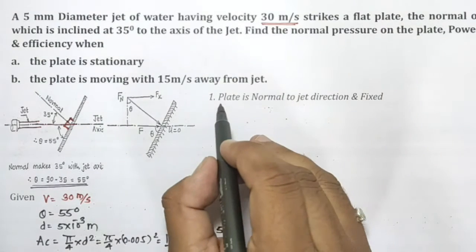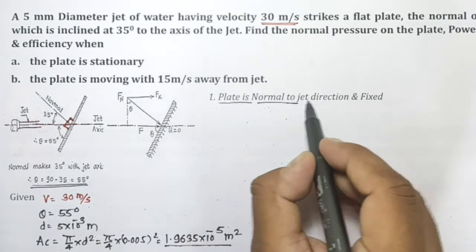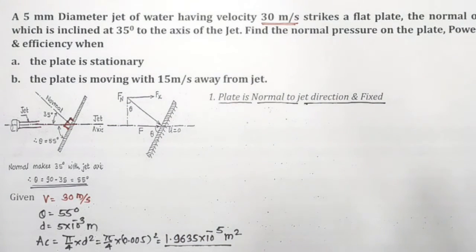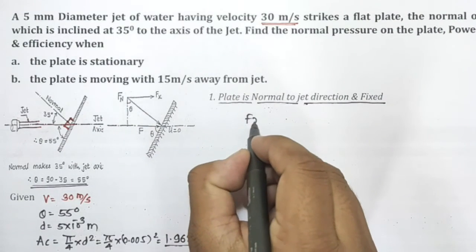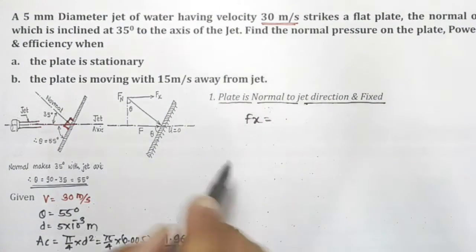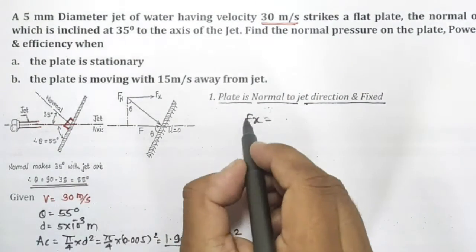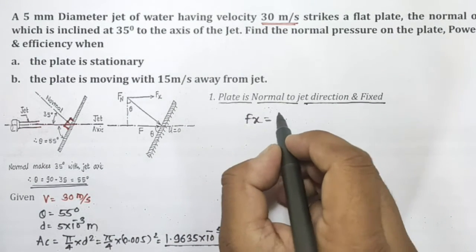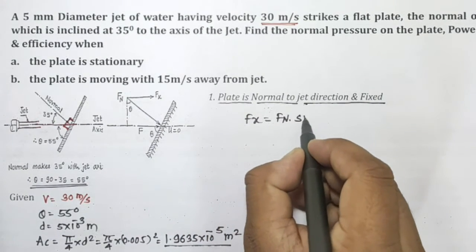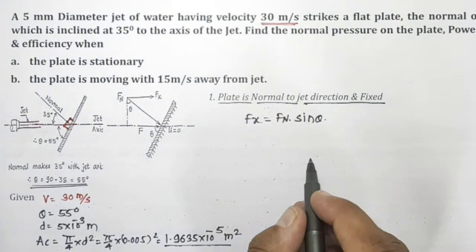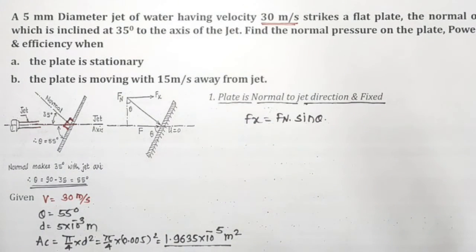Now we will see the statement. Okay, so after that the plate is normal to the z direction and it is fixed, so Fx is equal to, but before that we have to find the first force. Fx is nothing but Fn into sine theta. From this diagram we already have all these values available, and these formulas are to be remembered, or you can generate these formulas. So I will show how to generate these formulas.